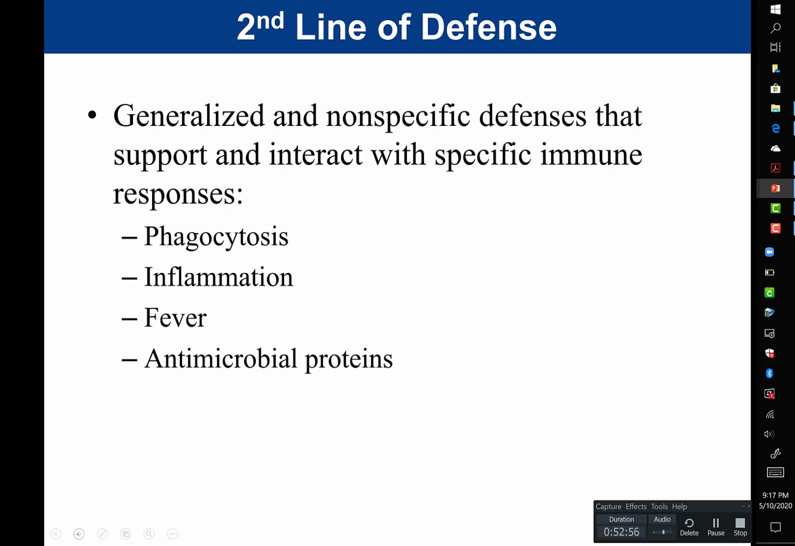So our second line of defense are generalized and non-specific defenses that support and interact with specific immune responses. So they're there to support adaptive immunity, but again, they are still non-specific. And so there are four main categories that we're going to talk about in more detail. We're going to talk about phagocytosis. We are going to talk about inflammation, fever, antimicrobial proteins, etc. And so we're going to look at now the second line of defense.